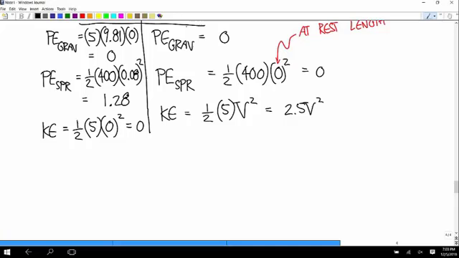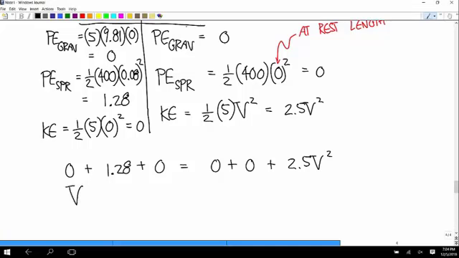So conservation of mechanical energy says 0 plus 1.28 plus 0 is equal to 0 plus 0 plus 2.5 v squared. And so could someone calculate v? 0.715 meters per second, and we want the positive one.